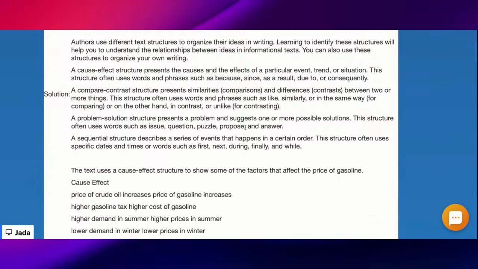And then a problem-solution structure presents a problem and suggests one or more possible solutions. This structure often uses words such as issue, question, puzzle, purpose, and answer. So for problem-solution, it presents you with some problem and suggests one or more possible solutions to that.